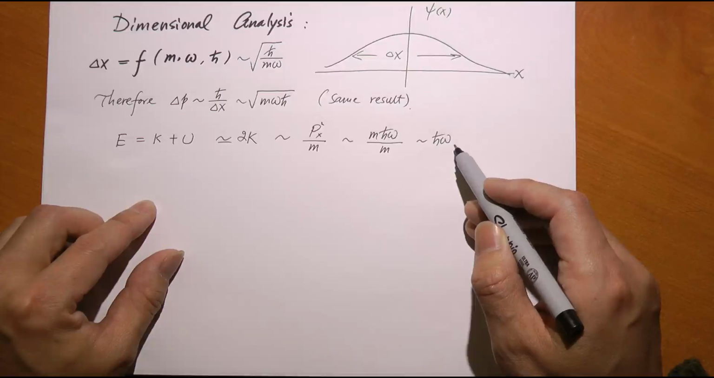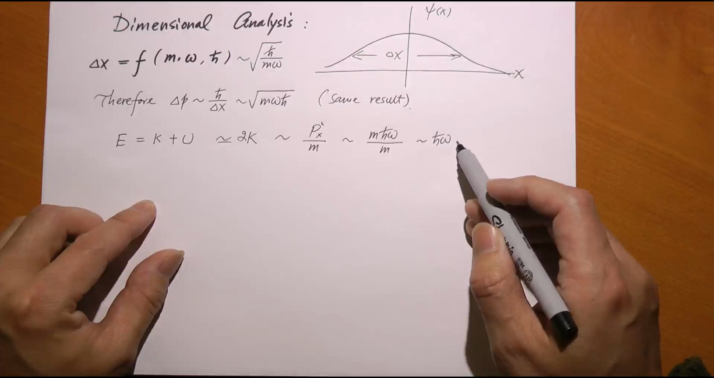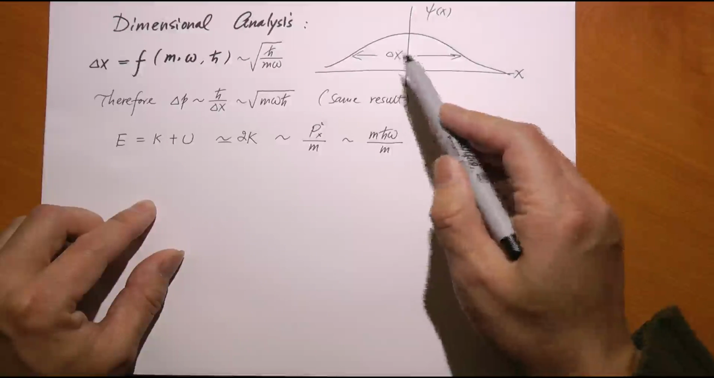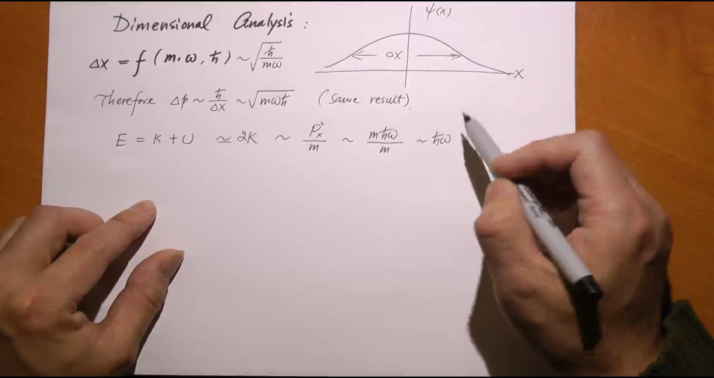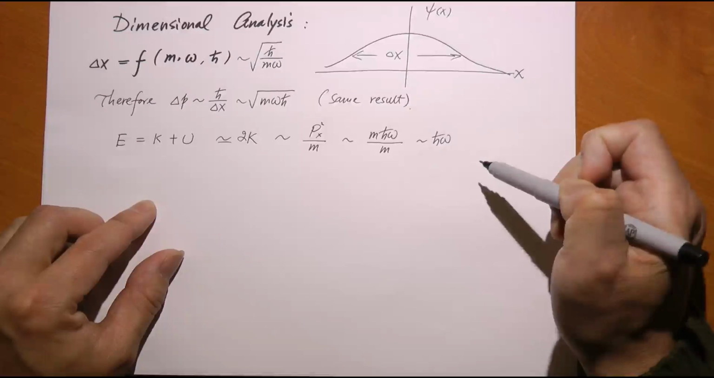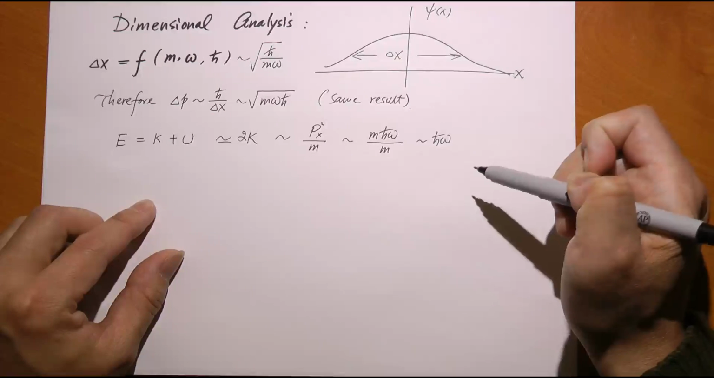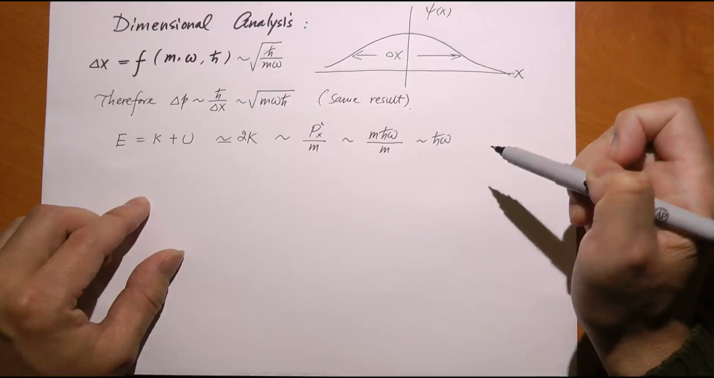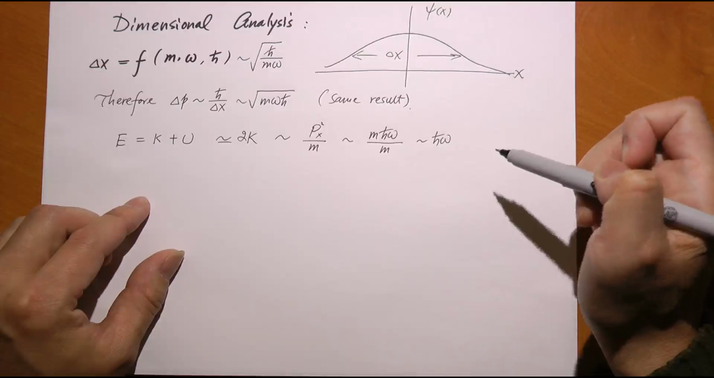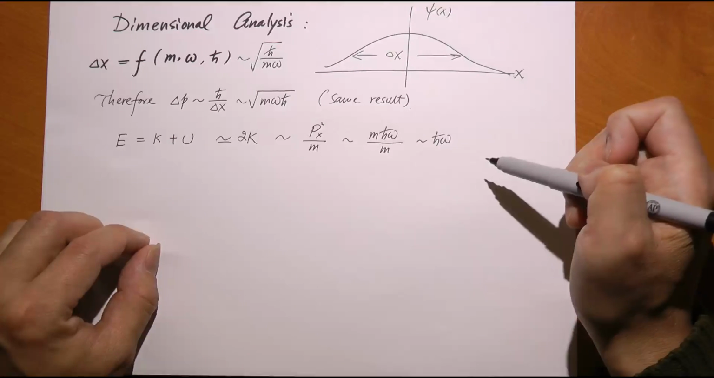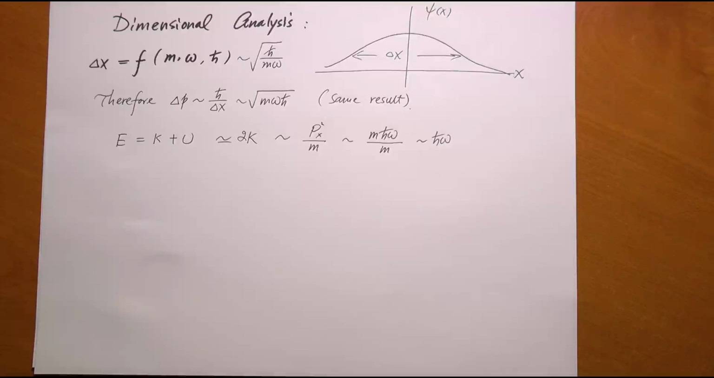So what we did here was we simply used dimensional analysis to estimate the extent of this wave function, and we came up with the same estimation of the ground state energy of this simple harmonic oscillator with very little calculation. So this shows one more time the power of dimensional analysis.